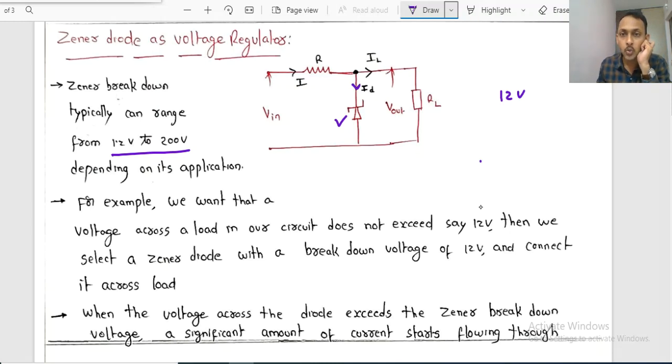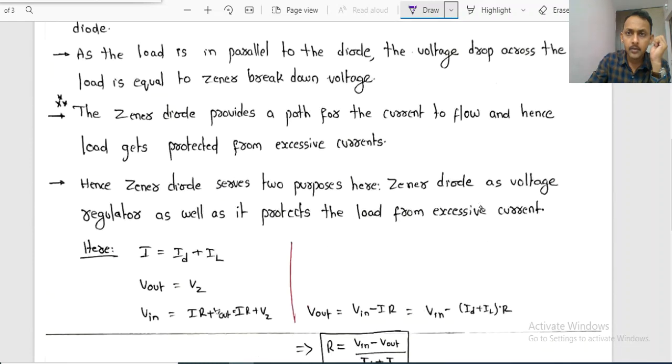Right? Now, as these two are connected in parallel, as long as the voltage is less than 12 volts, for example here if it is the Zener breakdown voltage, that voltage will be available across the load. Both are connected in parallel. Now, it also provides the path for the excess current. If any excess current is flowing, right, because of the input applied voltage, it will not allow it to flow to the load. That entire excess current will flow through the Zener diode.